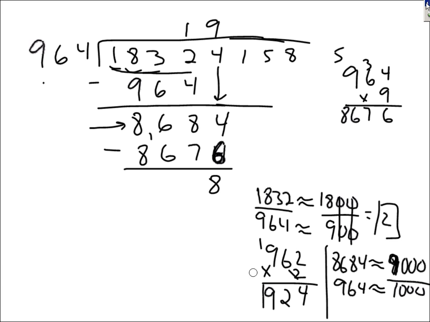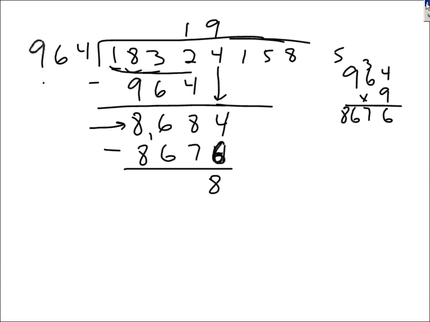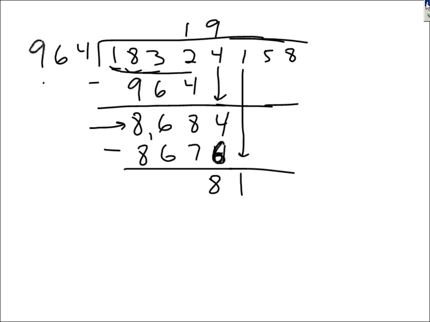Let me get rid of this side work. So now, you bring down the next digit. 964 times 1 is 964. That's bigger than 81. It's going to be 0. 964 times 0 is 0. You subtract, you get 81. Put the 0 up, bring down the 5.